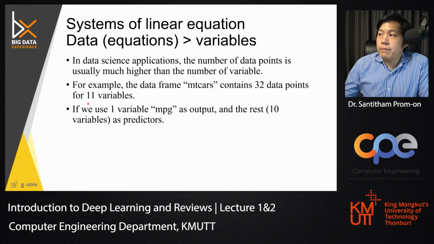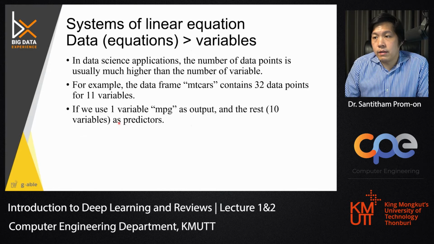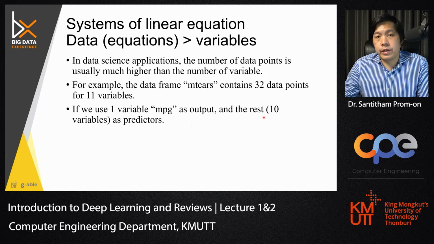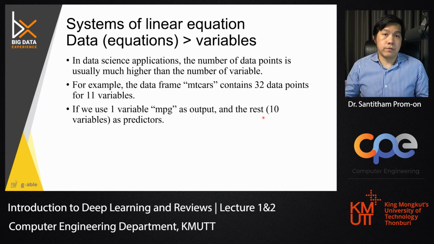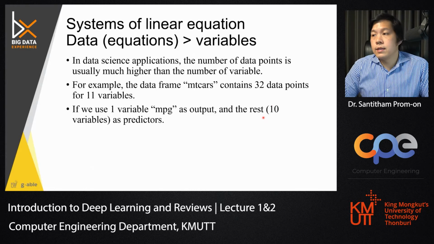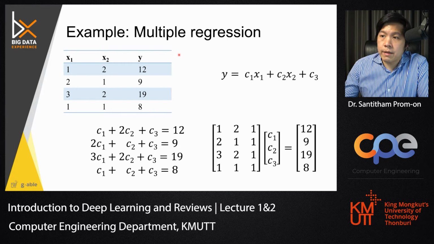Okay, for example, in the dataset mtcars, there are 32 data points and 11 variables. If you use one variable as output, you still have 10 variables as predictors, and then you still need to find 10 parameters, 10 coefficients associated with each predictor. Okay, let's take a look at these simple examples. This is a multiple regression example.